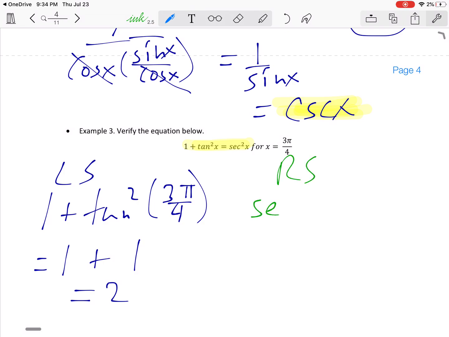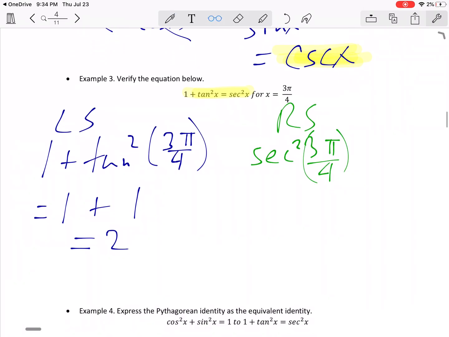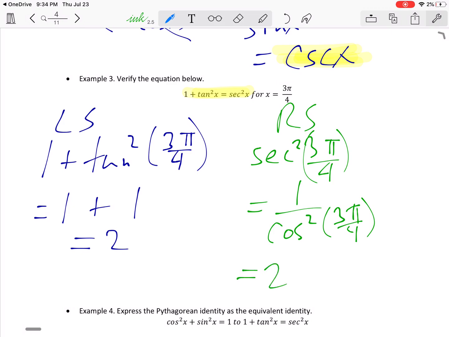Okay, so secant squared 3 pi over 4. Okay, and that's going to be equal to 1 over cosine squared 3 pi over 4. And so again, take cosine of 3 pi over 4, and then whatever you get there, square it. And so that'll work out to 0.5, and then 1 over 0.5 is going to give you 2. Okay, and so again, left side equals right side, so that works out. Okay, that's how you verify.